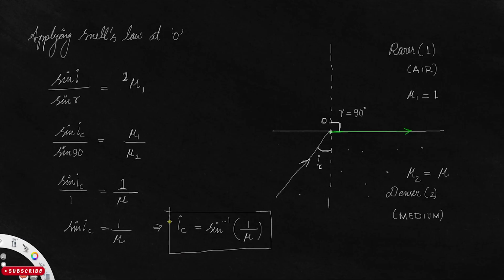Now we can clearly say that the critical angle of a medium is the sine inverse of the reciprocal of the refractive index of that medium. Clear?